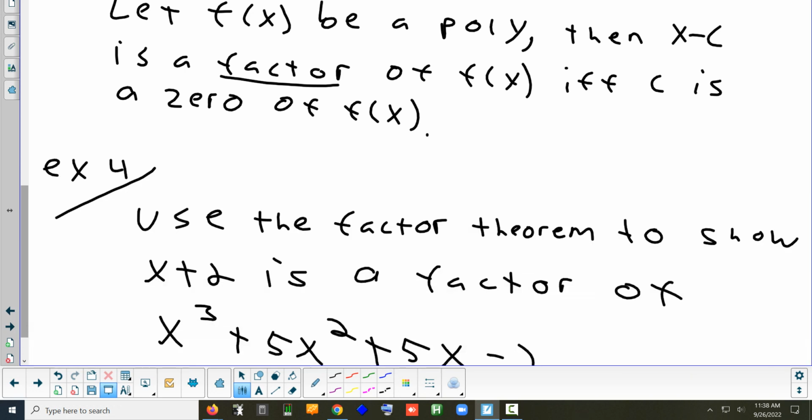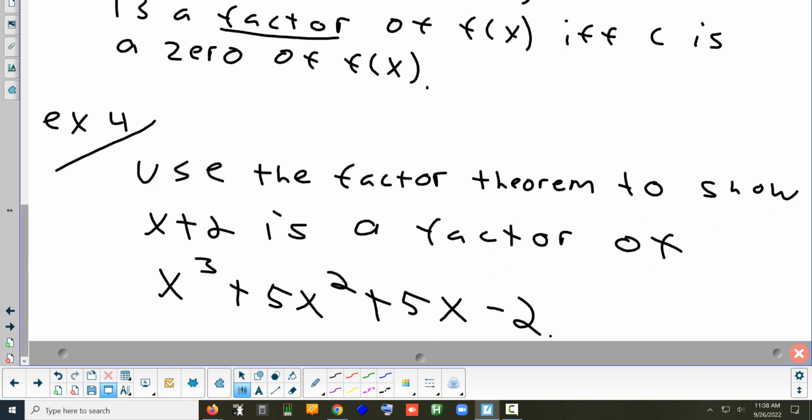So let me show you with an example, and then we'll go through it. Okay, so this says use the factor theorem to show that x plus 2 is a factor of that polynomial. That basically means use the remainder theorem and show that you get a remainder of 0, or show that when you plug negative 2 in for x, it is a root of this polynomial. If it's a root, then we know that the remainder would be 0. Because when you plug something in and it's a root, it comes out to 0.